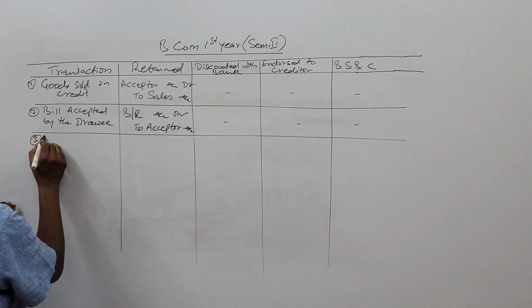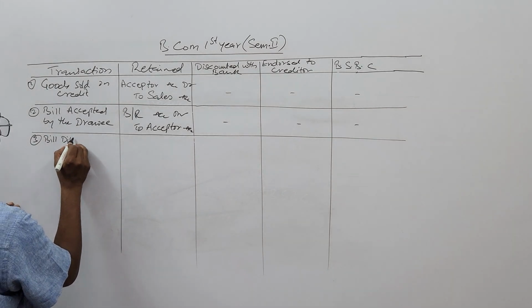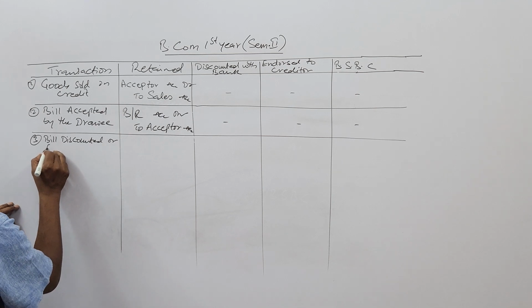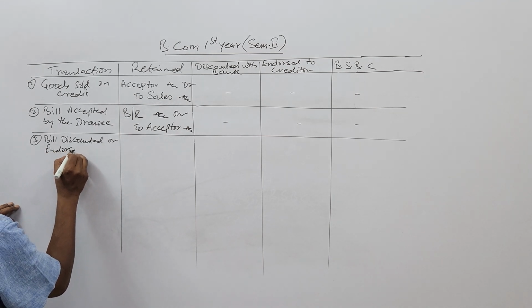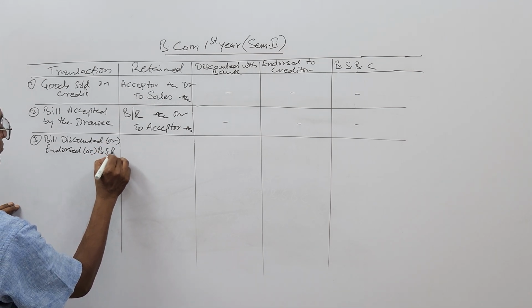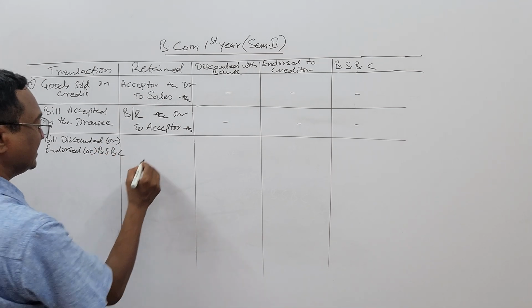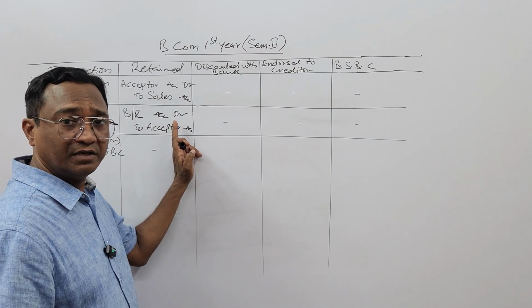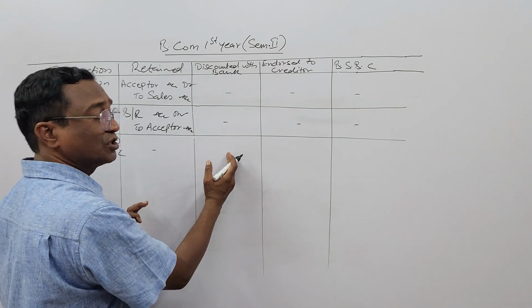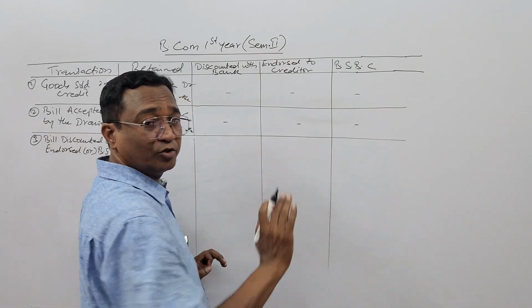Third, bill discounted or endorsed or bill sent to bank for collection. In this case, what is happening? You received a bill here. This bill is given to the bank for discounting or endorsing or bill sent to bank for collection.